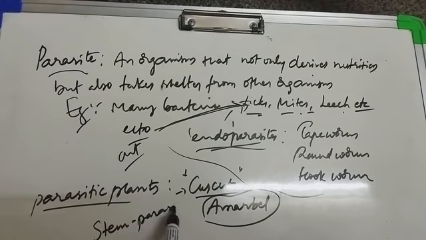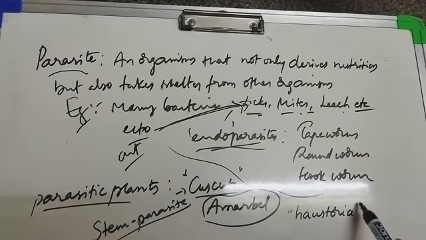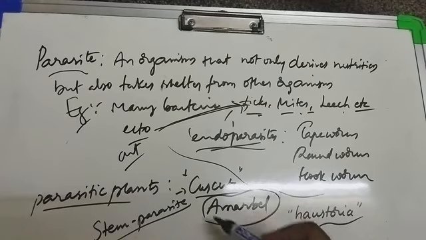Among parasitic plants, there are stem parasites, root parasites, partial stem parasites, complete stem parasites, partial root parasites, okay, complete root parasites, okay. And the structure using which it derives the nutrition is known as haustoria. Haustoria are the special root-like structures using which these plants derive the nutrition from the other plants. So Cuscuta or amarbel, which parasite it is? Stem parasite. So remember this point.